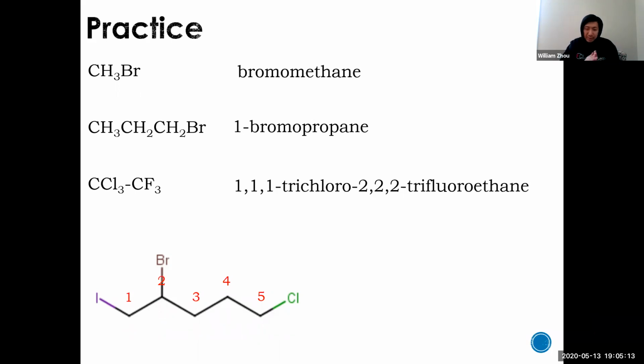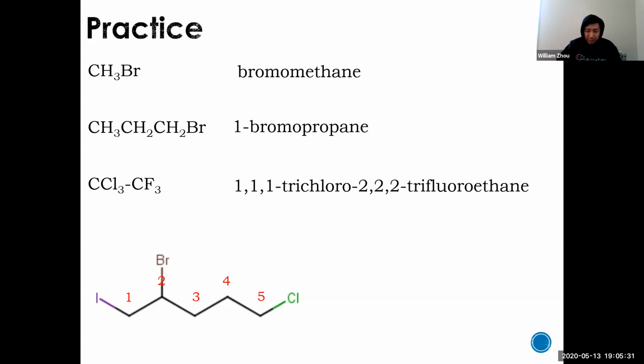So you must count from the left side to give you 1, 2, 5. Yes, chlorine is before iodine alphabetically, but you never got there. The lowest number settled the score. So you count from the left. Does that make sense?